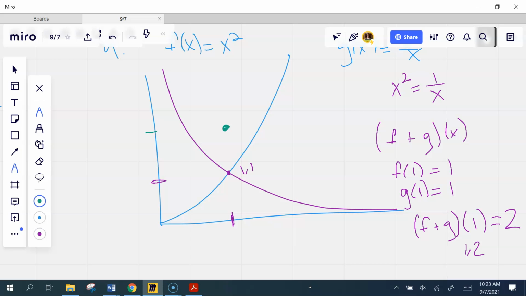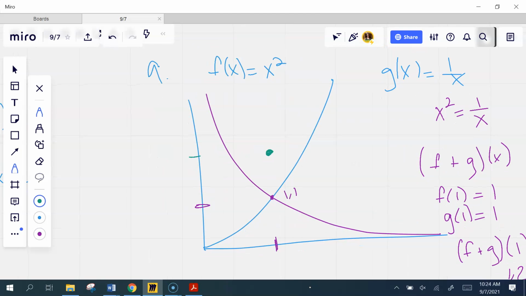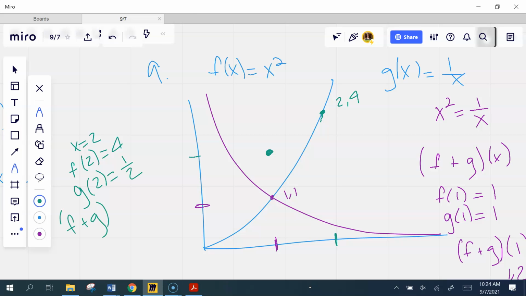Well, that's 1 point. So it said do several points. So let's pick another x. Let's go to 2. At x equals 2, what is f of 2? 4. So this point would be (2, 4), right? What is g of 2? 1/2. So what is f plus g of 2?